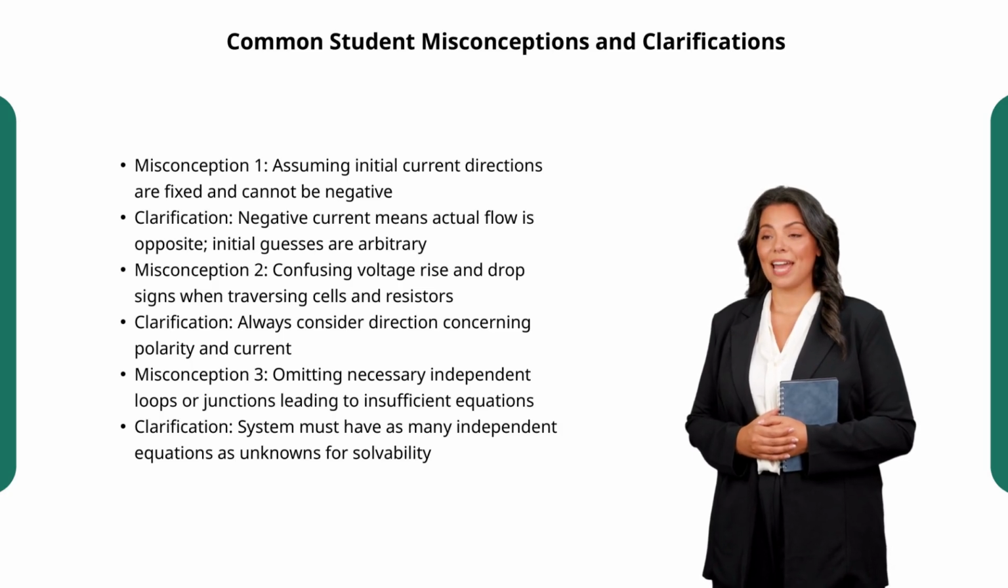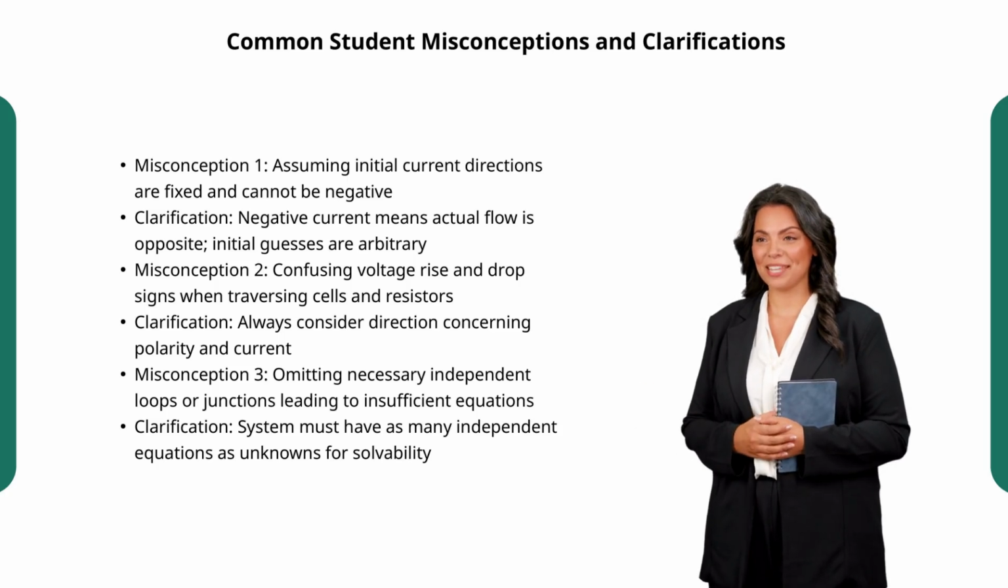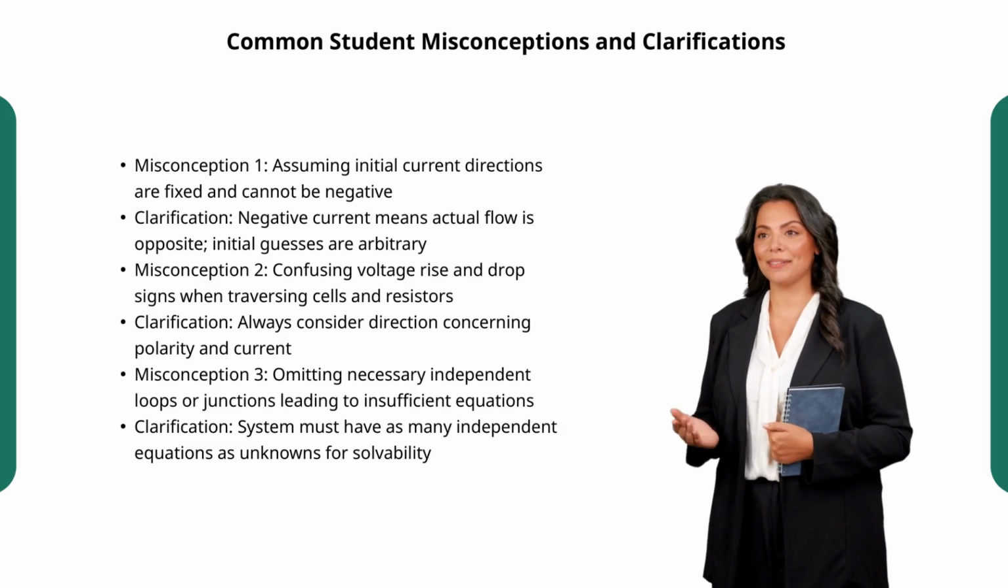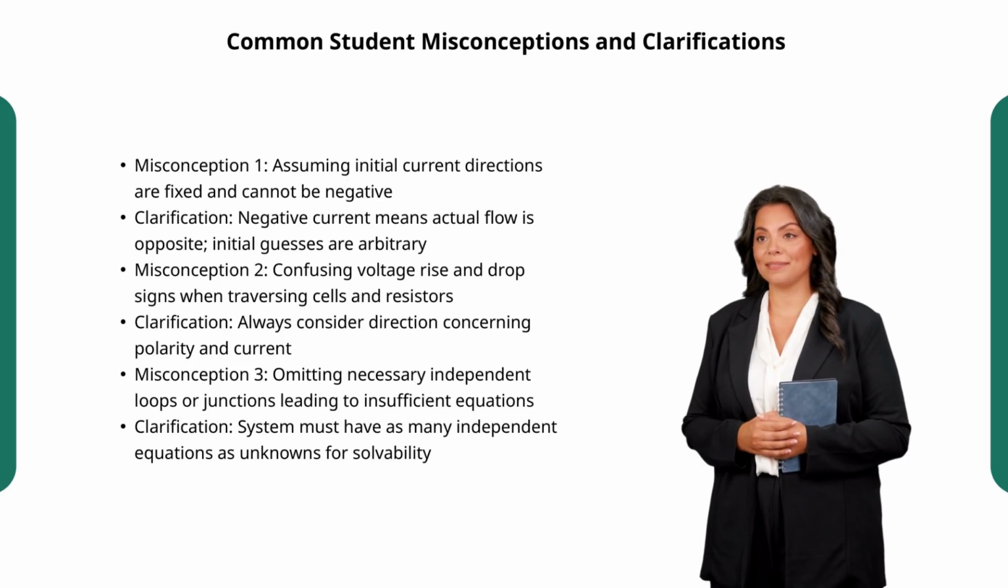Second, sign errors happen when identifying voltage rises and drops while traversing resistors and batteries in loops. Remember to carefully track direction relative to current and polarity. For a resistor, voltage drop follows current flow direction, while for a battery, voltage rises or drops depend on whether you move from negative to positive terminal or vice versa. Careful labeling prevents such errors.